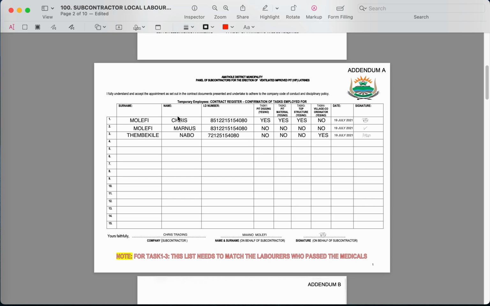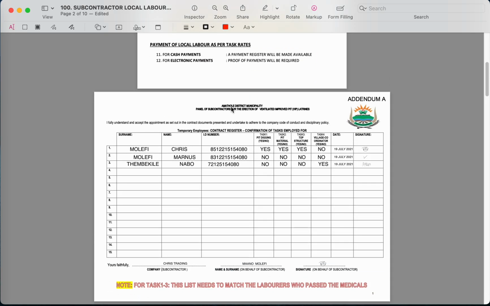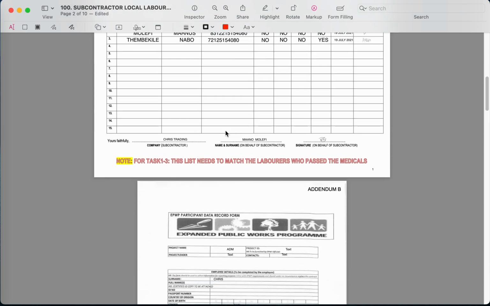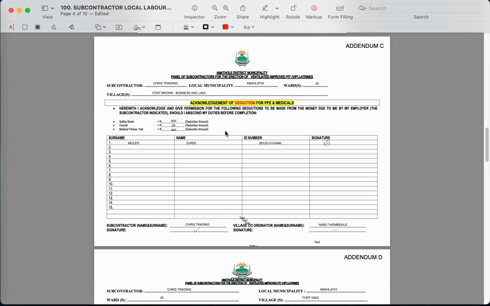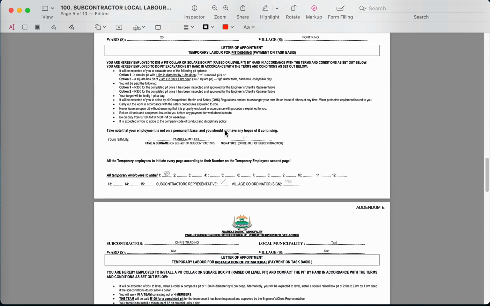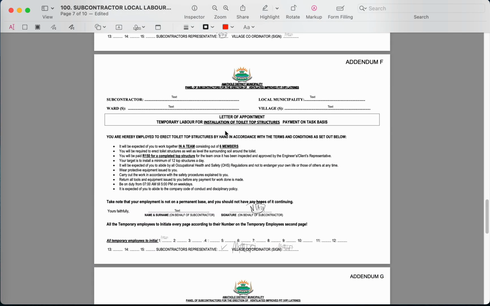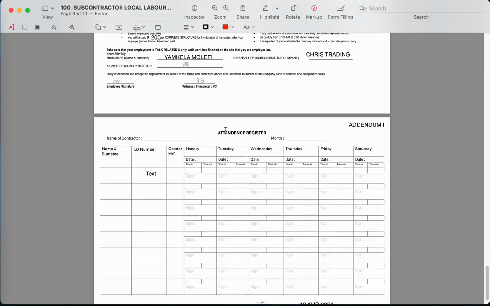And then when you are done with all those documents, you then give on the side the contract document. So the contract document, when you are giving it to me, must have addendum A, addendum C, addendum D, addendum E, addendum F, addendum G, addendum H.